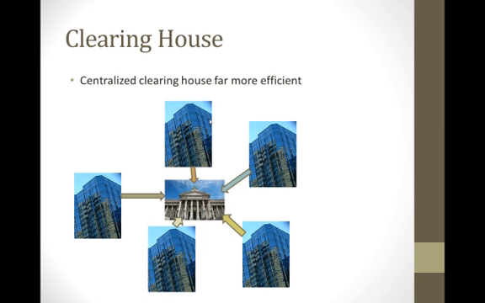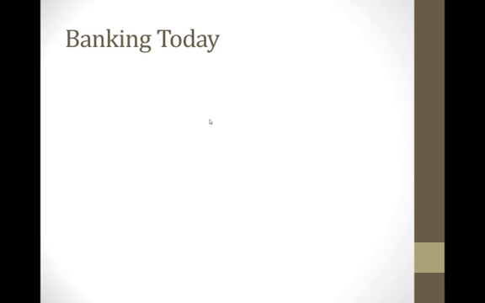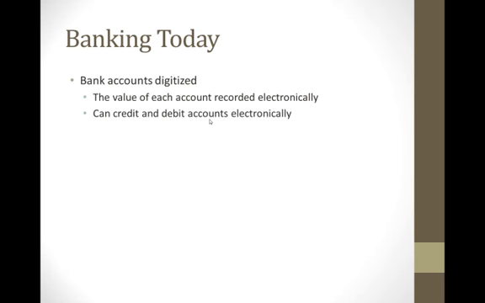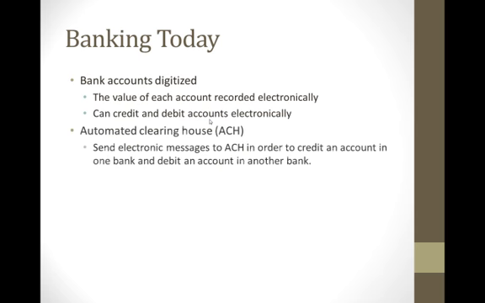Well, guess what? Adding and subtracting money is a very, very simple thing to do for computers. So when computing systems came around, obviously the bank said, hey, why don't we do this electronically? And that's where the automatic clearinghouse came from. So we basically took all the bank accounts and digitized them. So the value of each account is recorded electronically. It makes it easy to credit and debit each account electronically. And we can send electronic messages through the automated clearinghouse.